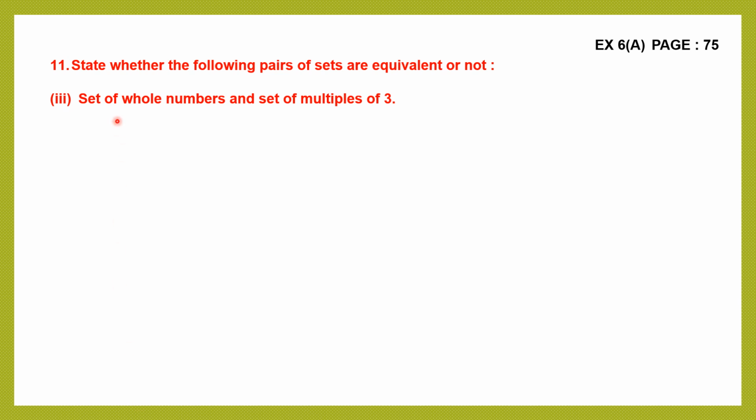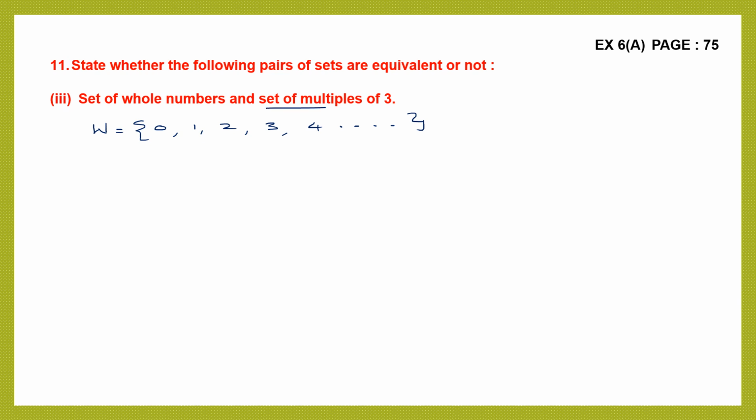The third question here is set of whole numbers and set of multiples of 3. Are they equivalent or not? Now set of whole numbers. So whole numbers will start from 0. So 0, 1, 2, 3, 4. Again, this goes on indefinitely.